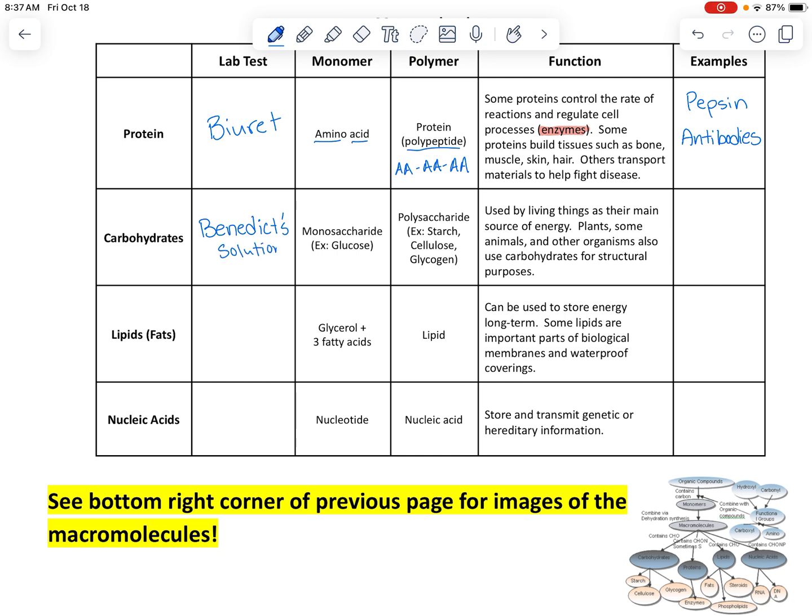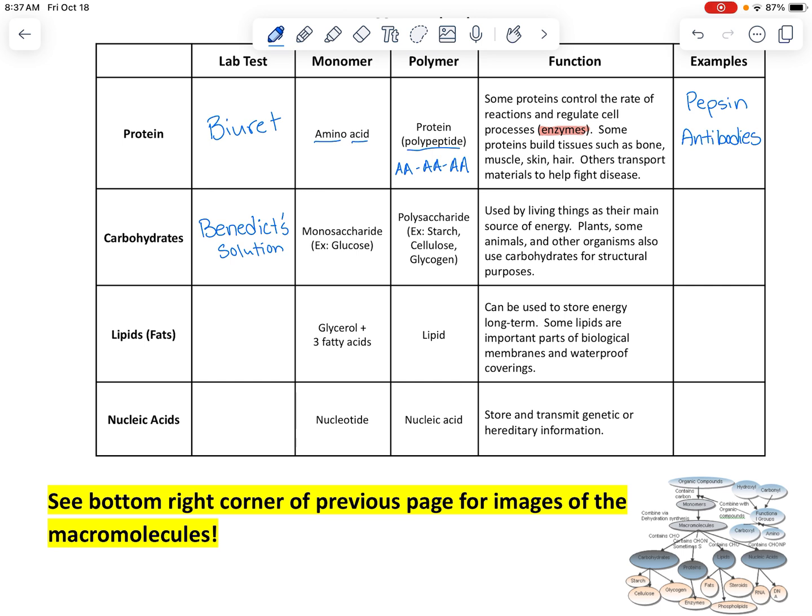Benedict's is blue in color, and when you add it to something that contains carbohydrates, you need an extra step. It doesn't just turn color when you first add it to the solution of carbohydrates. You actually have to heat it, and when you heat it up with Benedict's, it turns a hot color: red, orange, yellow, sometimes green. It really depends on the type of carbohydrate that is present.